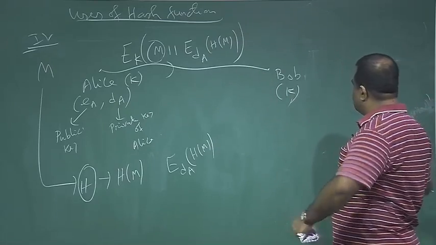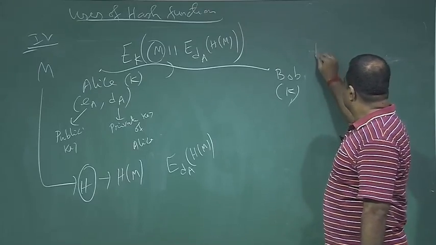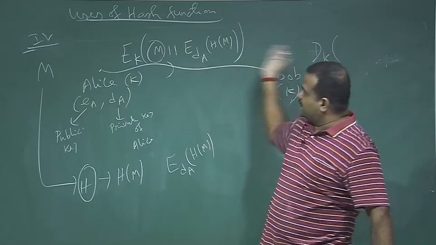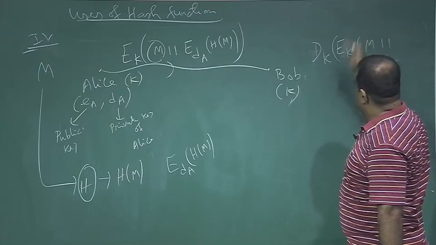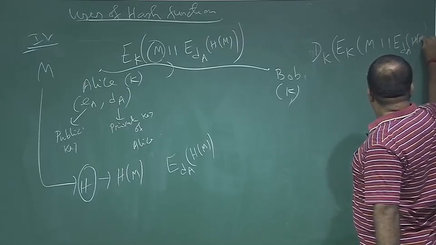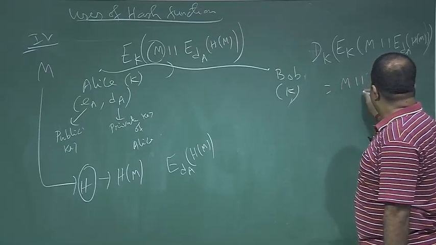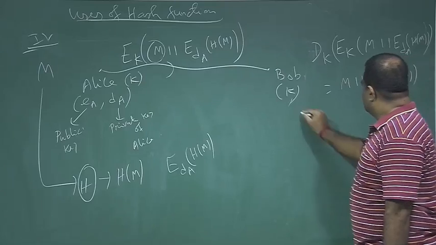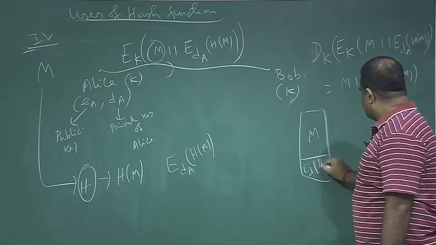Now, upon receiving this, what will Bob do? Bob is also having this secret key K. So, Bob will decrypt it first, D of K, the symmetric key decryption. If it uses AES, then AES decryption. So, Bob is getting M along with E_A of H of M. So, this is the Alice signature.